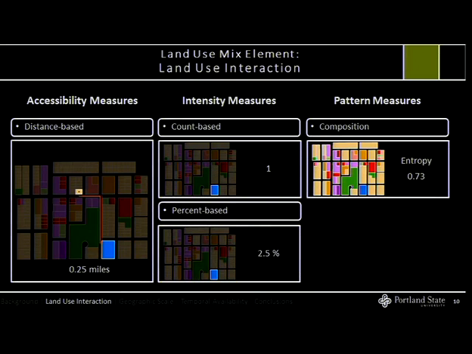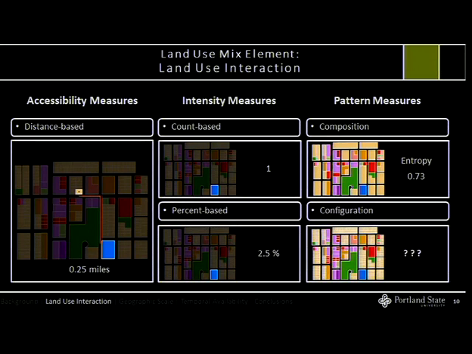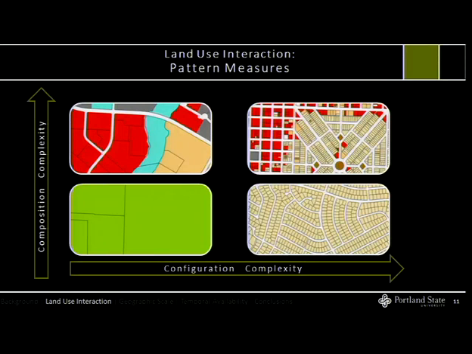But borrowing from ecological research, not much thought has been given towards this complementary idea of configuration. This is the spatial arrangement. There's some synergy that happens when we move around these locations within an area, not just the allocation of them within a neighborhood. So looking at this on a larger schematic, on your y-axis you have composition complexity, and on your x-axis you have configuration complexity.